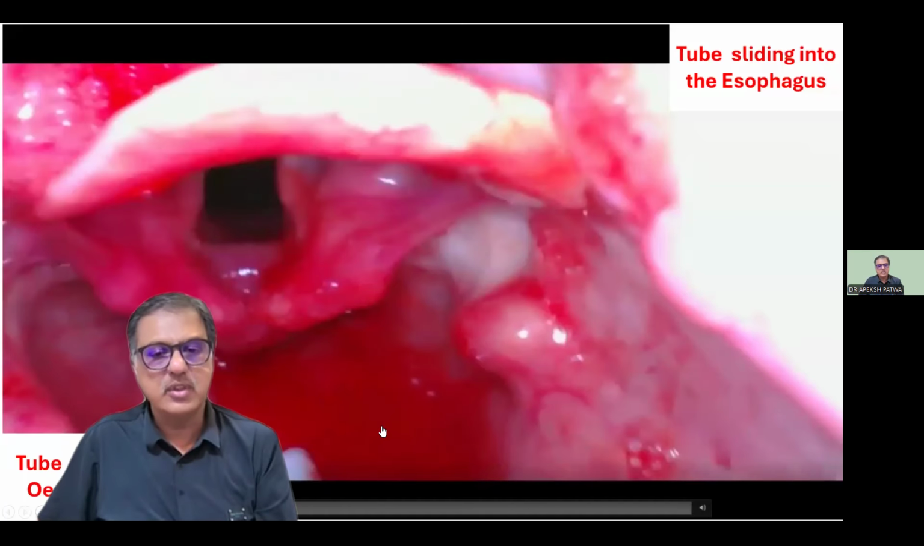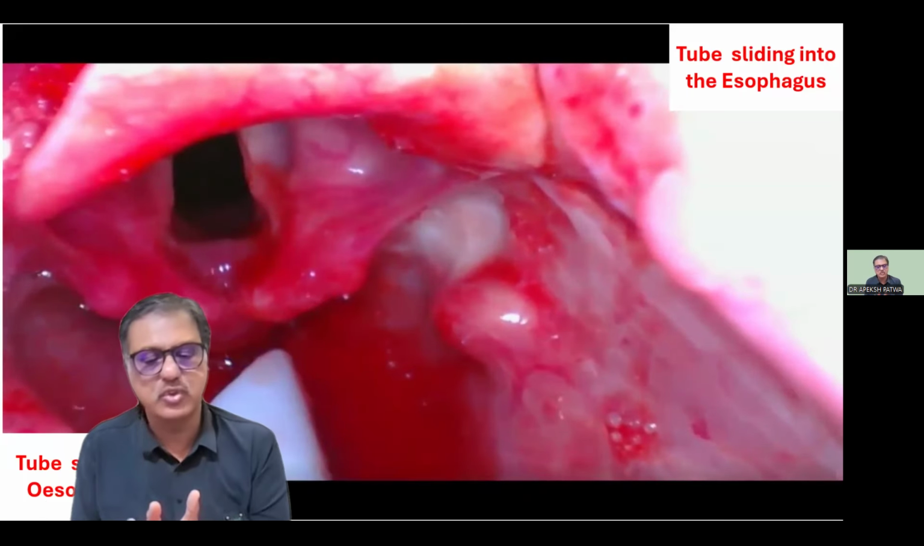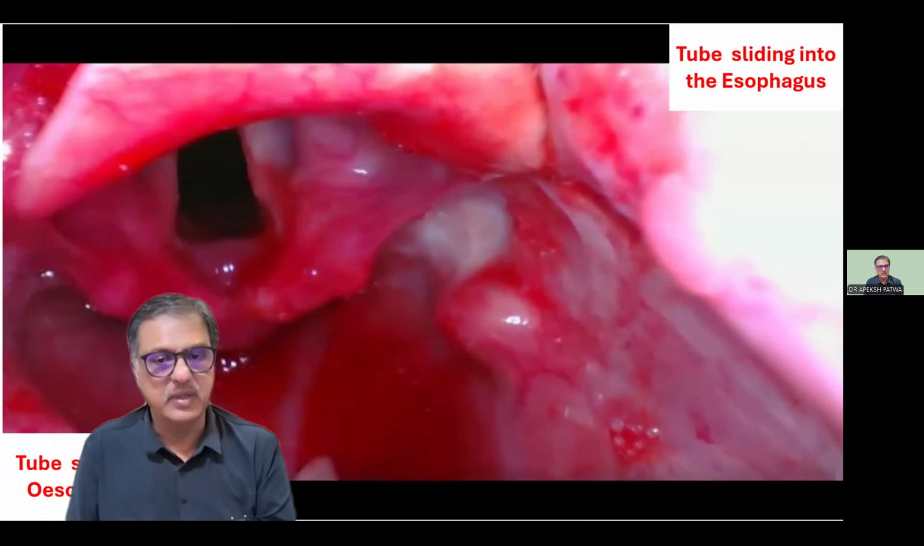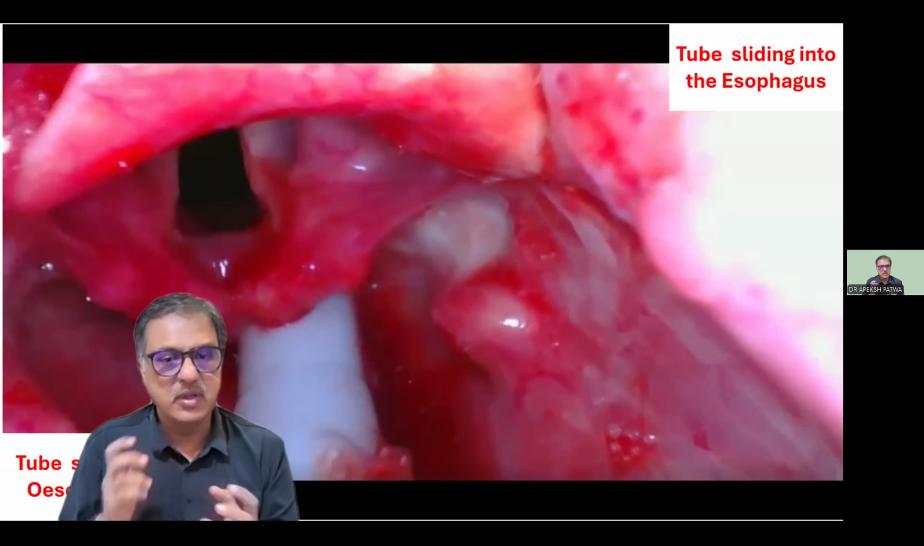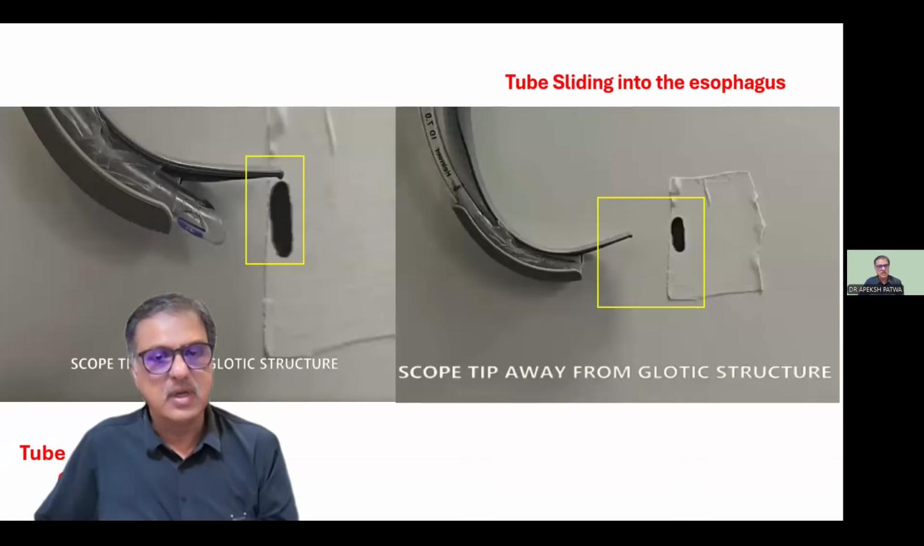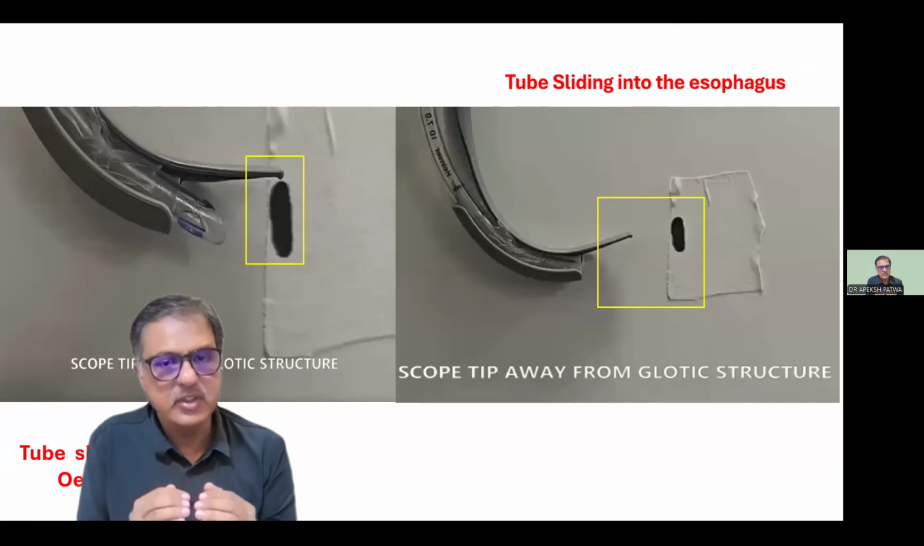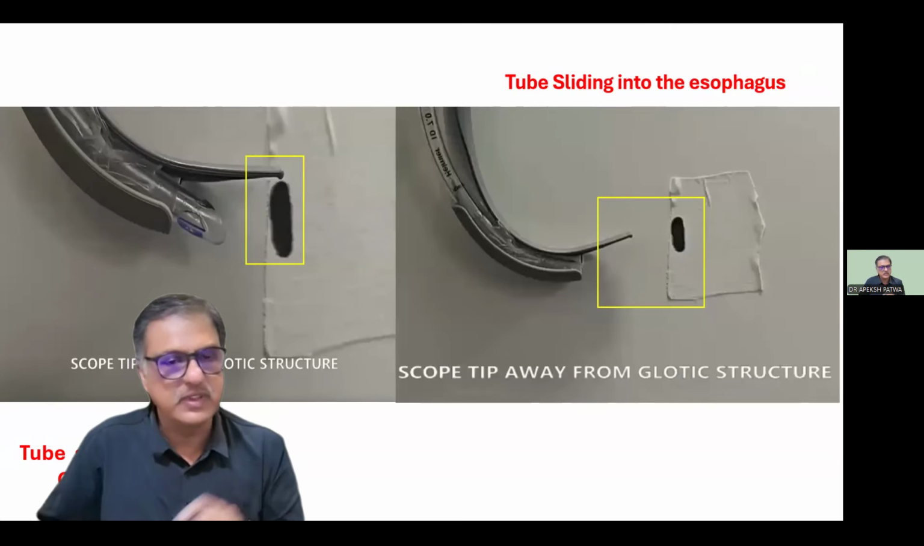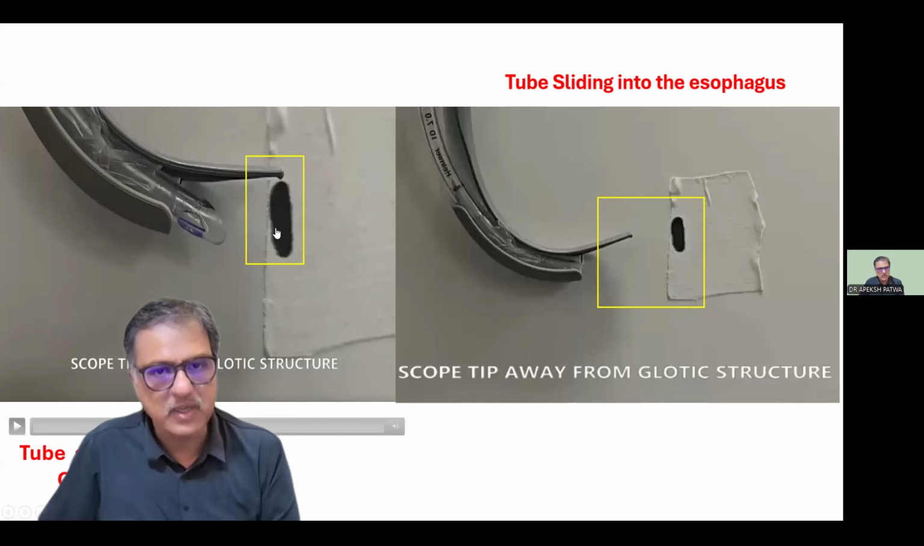Many times your tube is sliding into the esophagus with the channel blade. Then how to overcome this? What is the reason for the tube sliding into the esophagus with the channel blade? Suppose this black mark is the larynx.